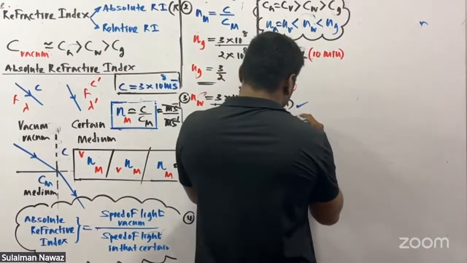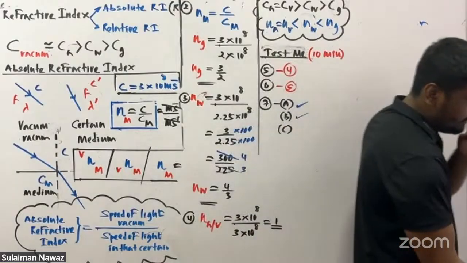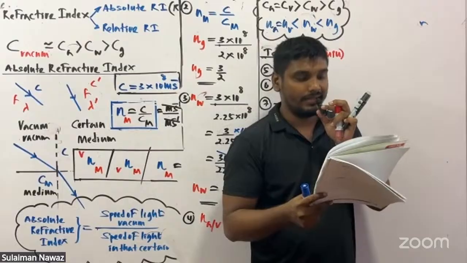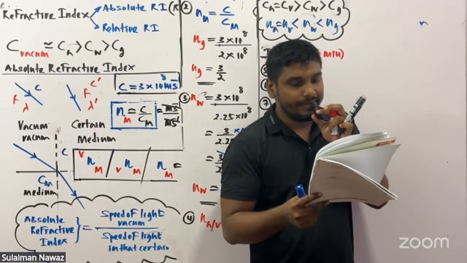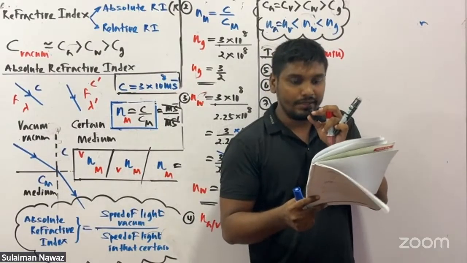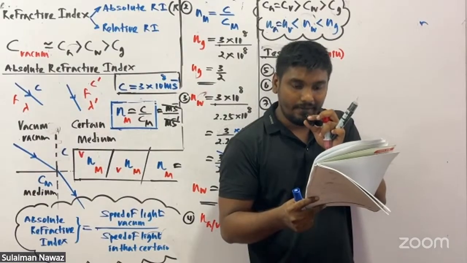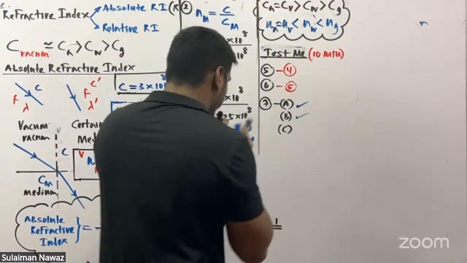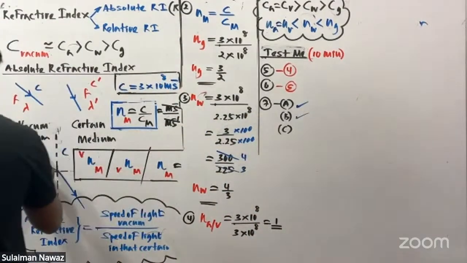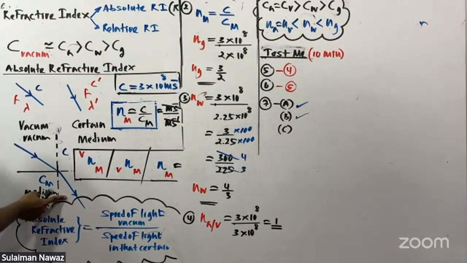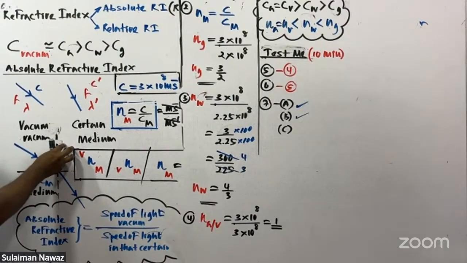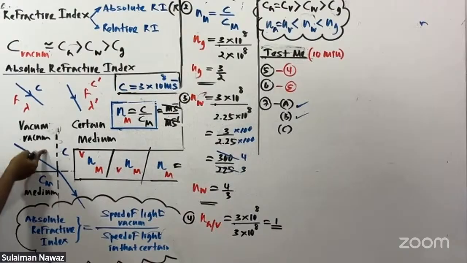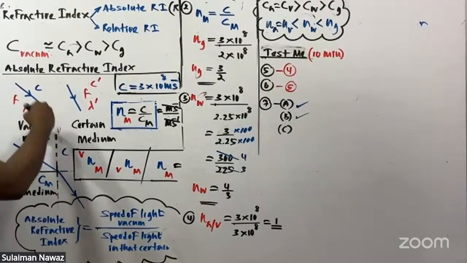Statement C. You put right or wrong. If your answer is wrong, put wrong and mark the right answer. Statement C: the wavelength of the light is reduced when it passes from vacuum to medium. We know that when light passes from vacuum to the medium, speed of light is maximum in vacuum and in that medium the speed is lesser.